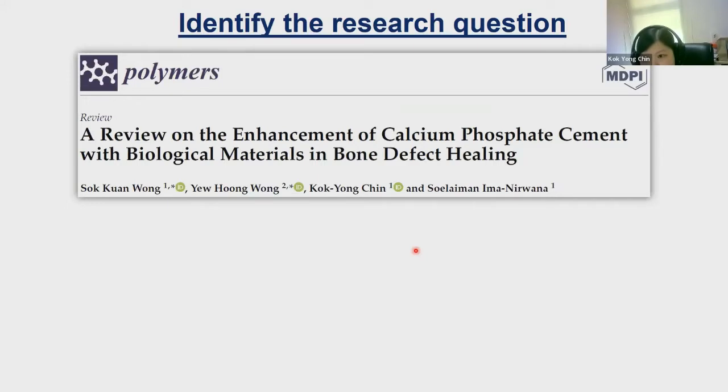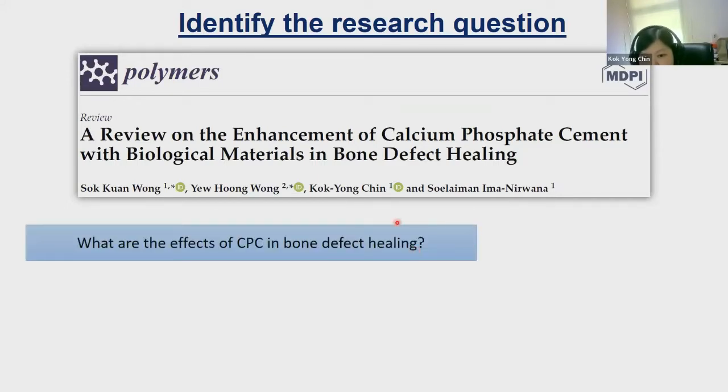The original idea of what I wanted to write was something on the effects of calcium phosphate cement, CPC, on bone defect healing. This is the initial stage where I wanted to write about. So when I searched through the search engine, I realized that there was too much evidence. There are so many studies out there reporting the effects of calcium phosphate cement on bone defect healing. So it is too much evidence, which is almost impossible for me to write.